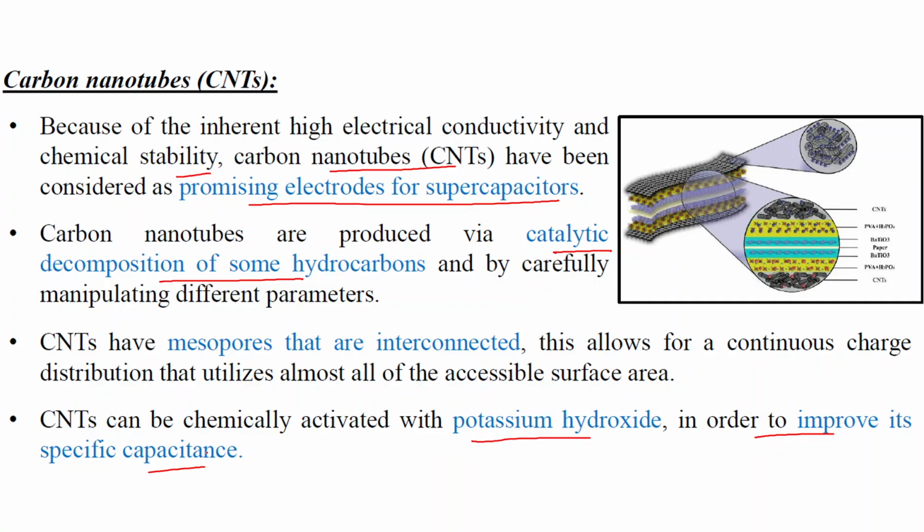So these are some of the conventional nanomaterials which were used, but now researchers are trying to improve. Either they are trying to functionalize these conventionally used electrode materials, or they are trying to develop new electrode materials so that the specific capacitance of these electrode materials can be increased.